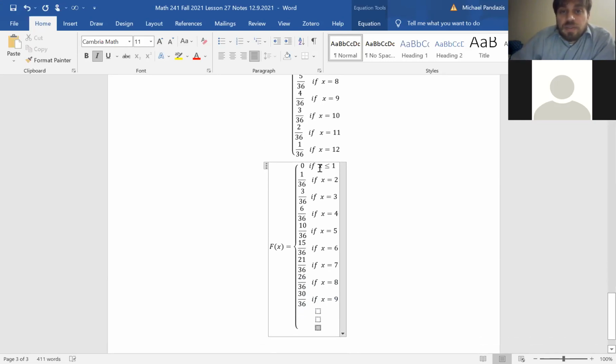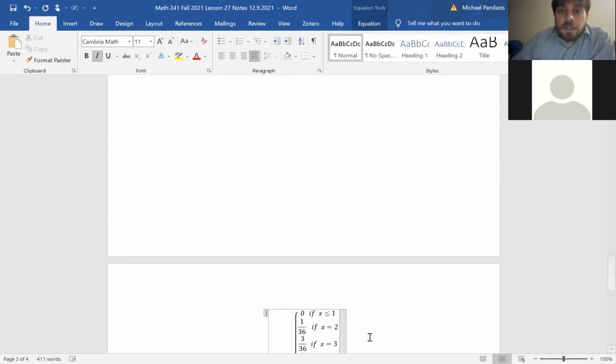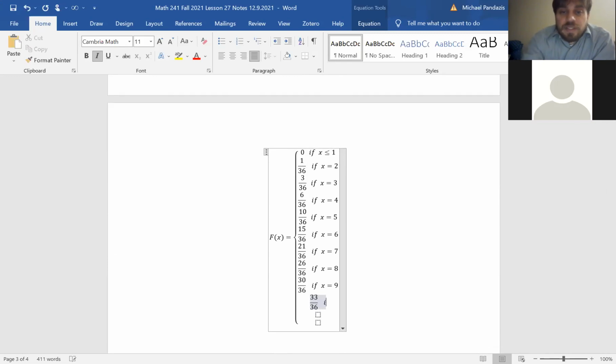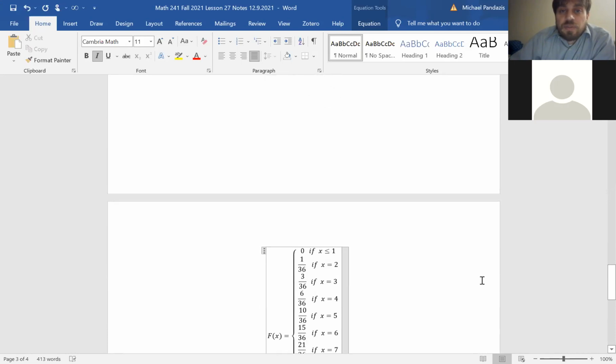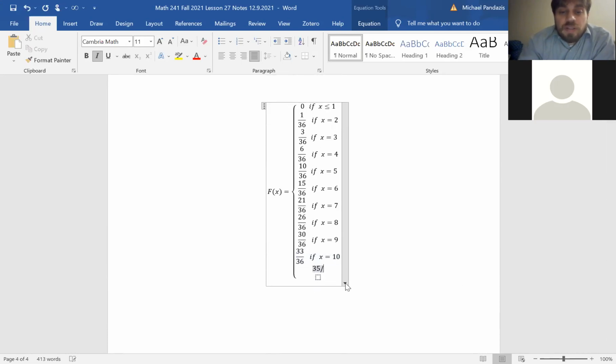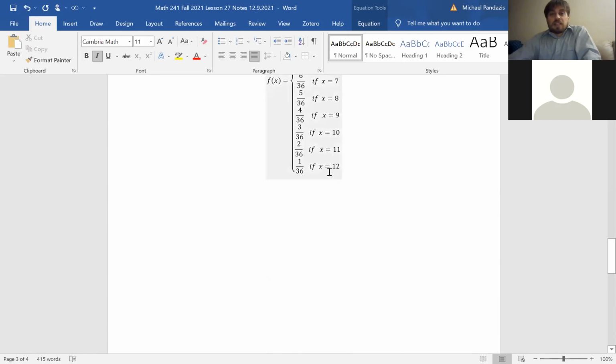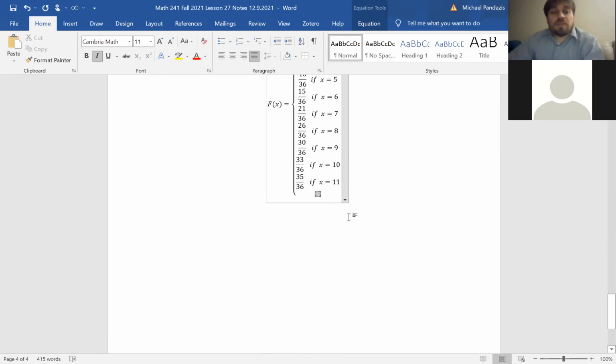And then if x is 10, you have another 3 over 36. This is 33 divided by 36, and this is if x is 10. And then if x is 11, you have another 2 over 36. So it's 35 over 36 if x is 11. And then if x is 12, you have another 1 over 36. So now you have 36 over 36, which is 1, if x is equal to 12, but also anything larger than it. So x greater than 12.